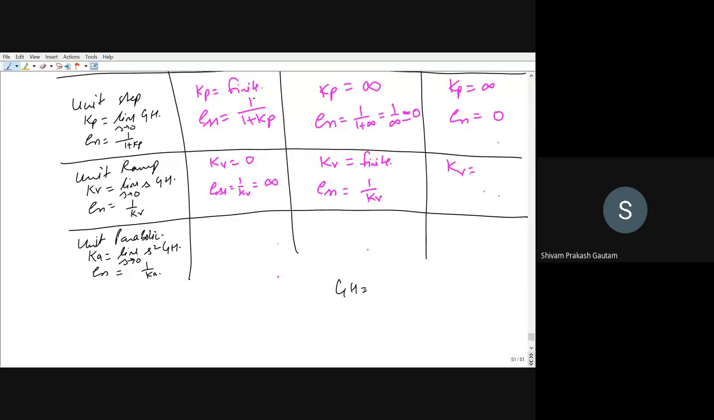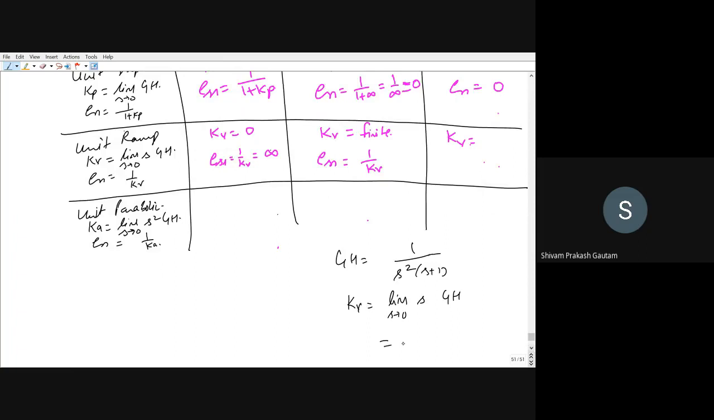G of H for type 2 system, let me take one example, 1 upon S square into S plus 1. So this is an example of type 2 system. I'm building a generalized table, right? If I want to calculate KV, see the formula: limit S tends to 0, S into G into H. So put GH: limit S tends to 0, S into 1 upon S square into S plus 1. So this S and S will cancel out.